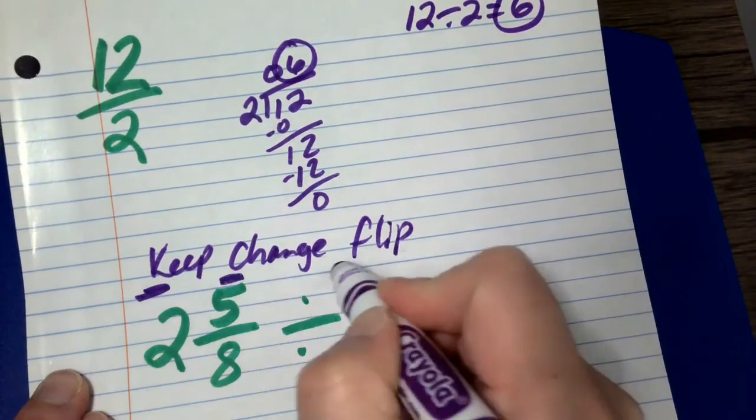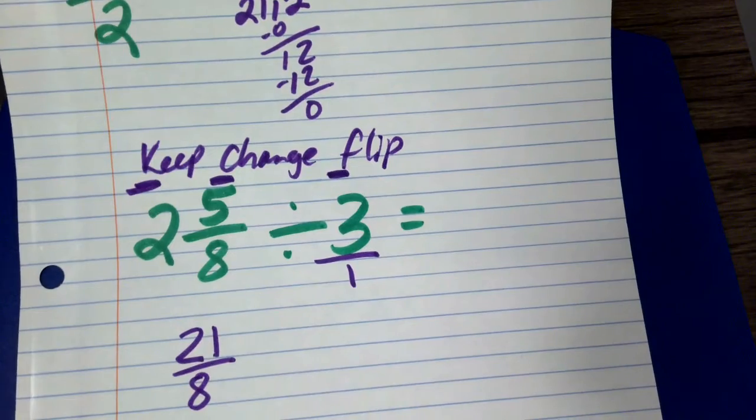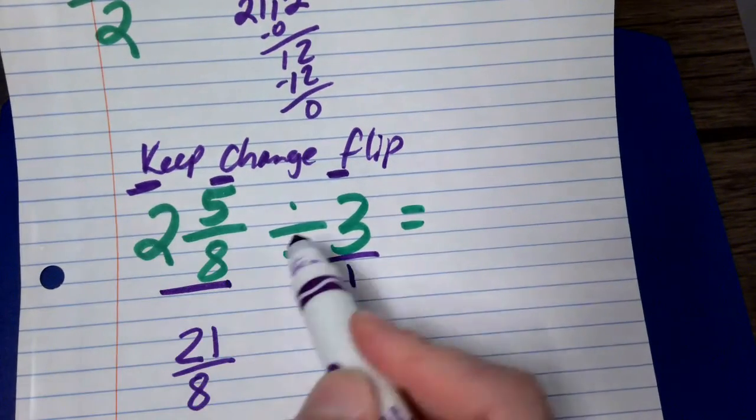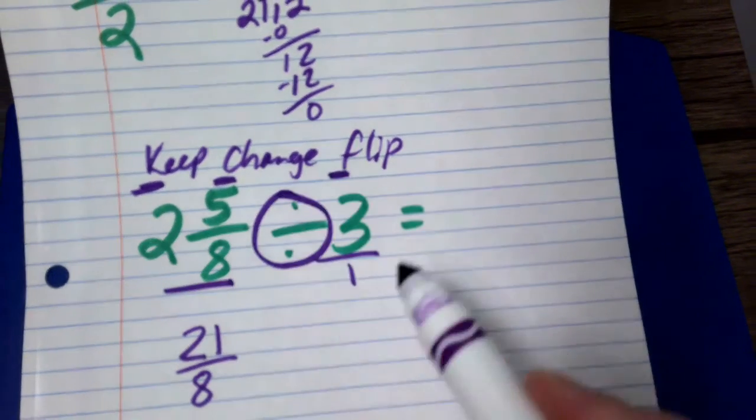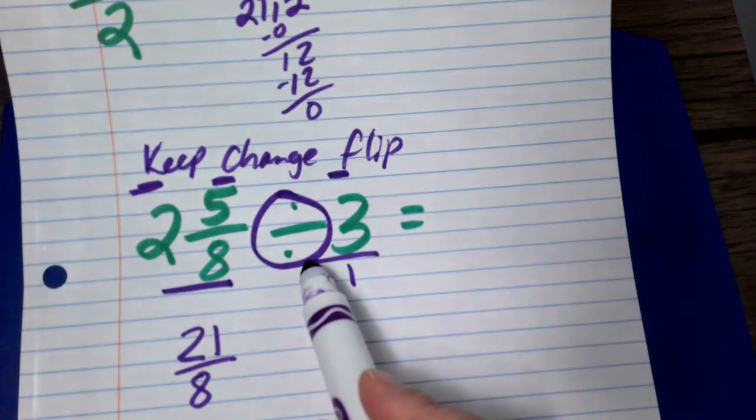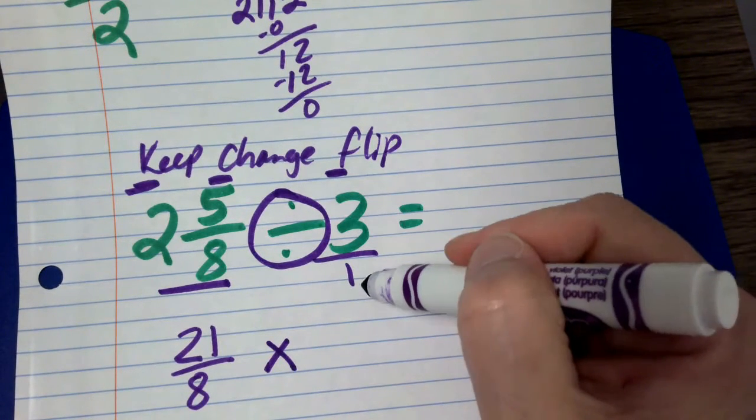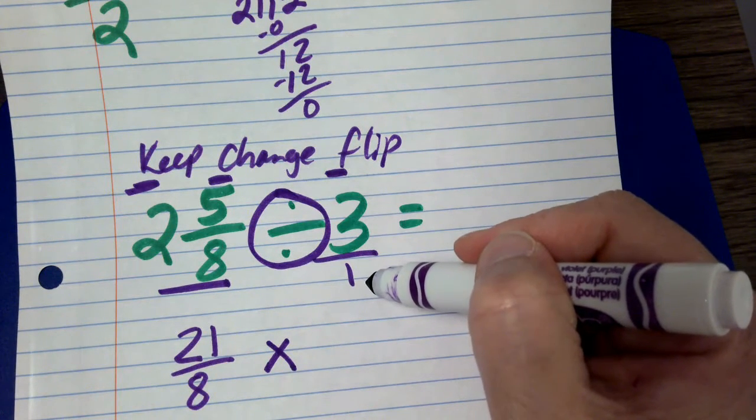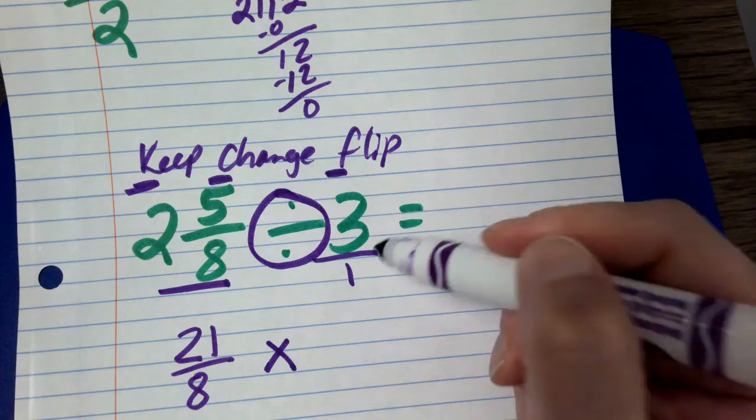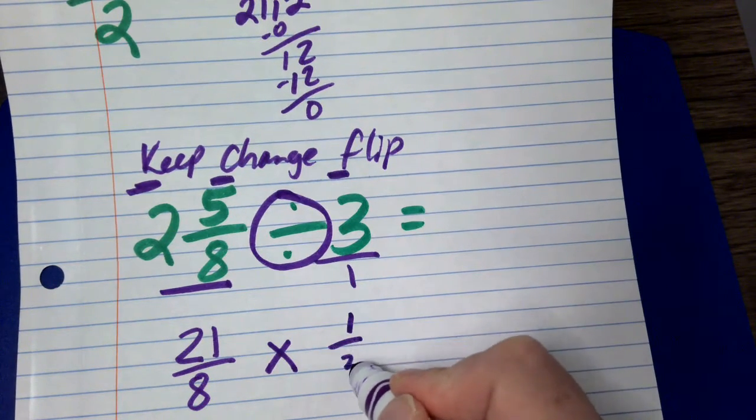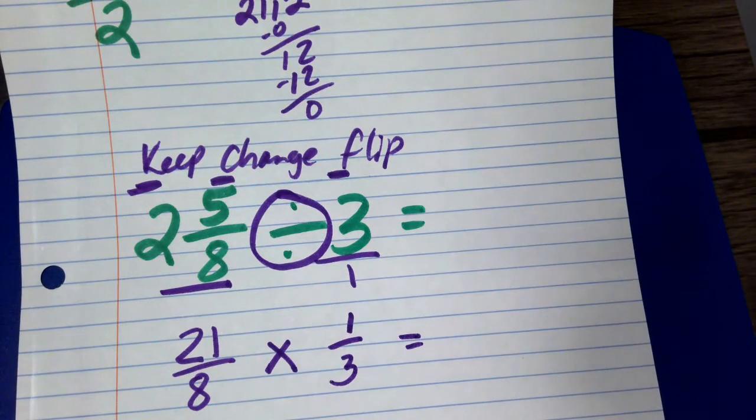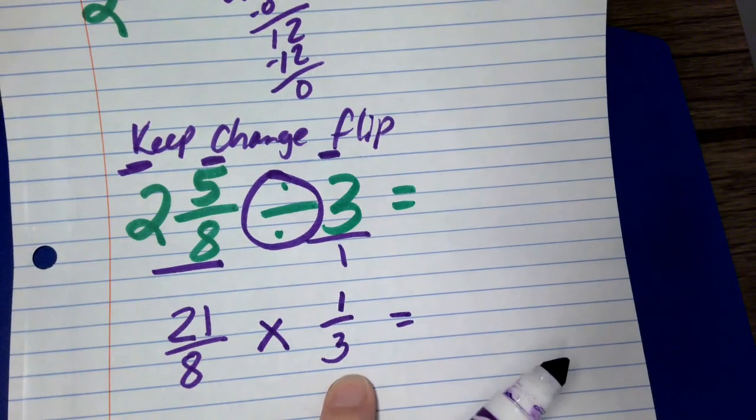Okay? And I call it KCF. So I keep this the same. I change this into the opposite. So the opposite of division is multiplication, so I'm going to go ahead and do that. And I'm going to flip this or take the reciprocal. So instead of it being 3 over 1, it's going to be 1/3. And then I'm going to go ahead and multiply my fractions.